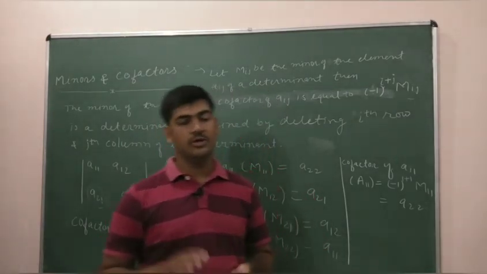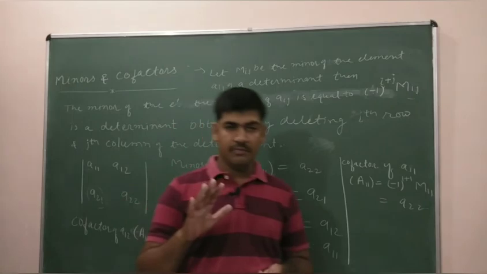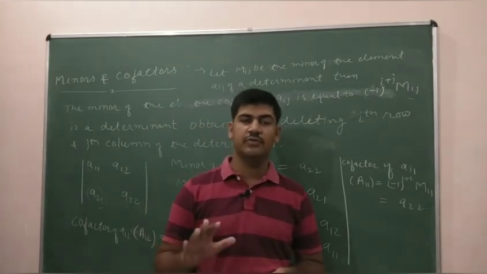So I am sure now you can find minors and cofactors of a determinant of order 2.